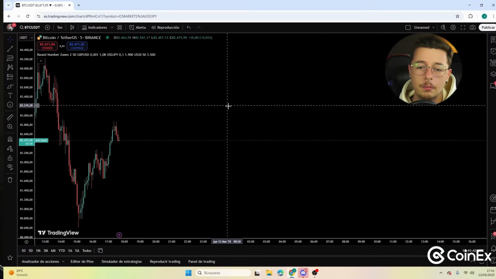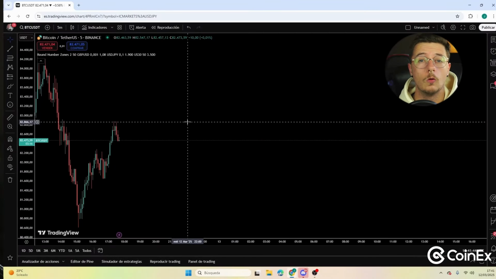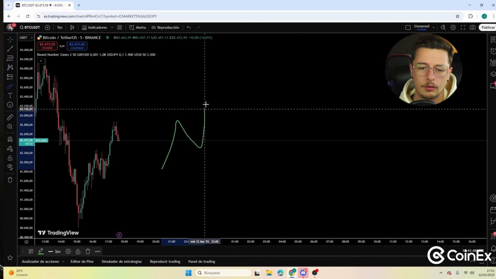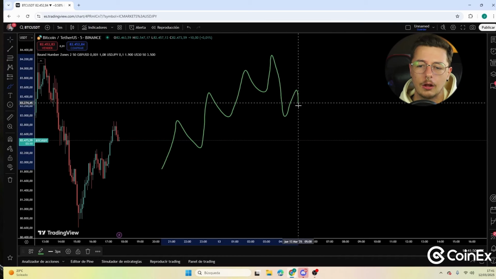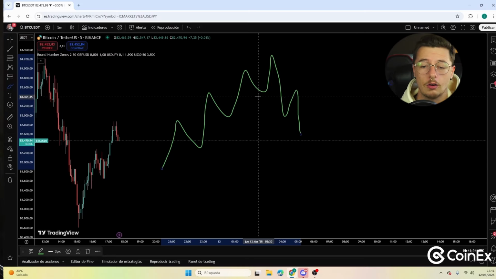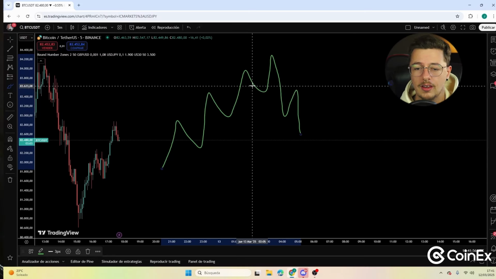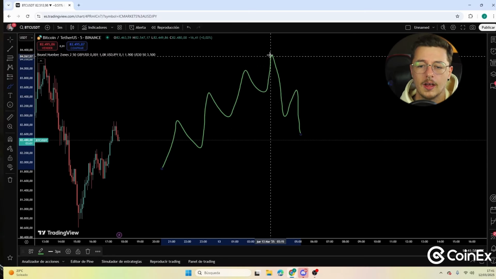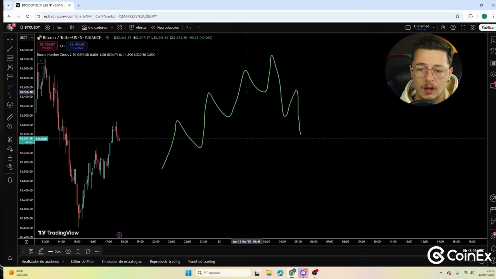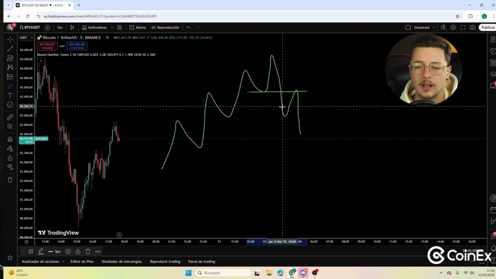But first, before we go deeper, we need to understand that we're going to work with market structure. The market structure, as you know, has its uptrends and its downtrends. So we're going to focus on the break of structure. This means that the price is having an uptrend and it breaks down. In this case, we're in an uptrend and it breaks down, so we have a market structure that is breaking to the downside.